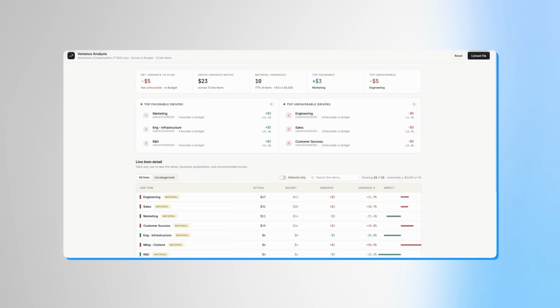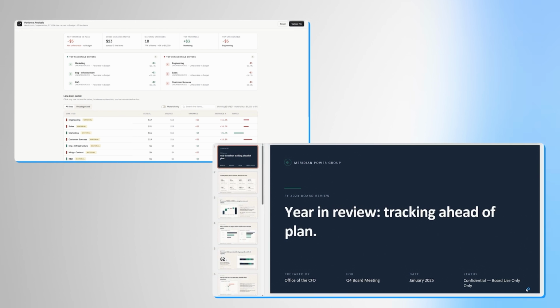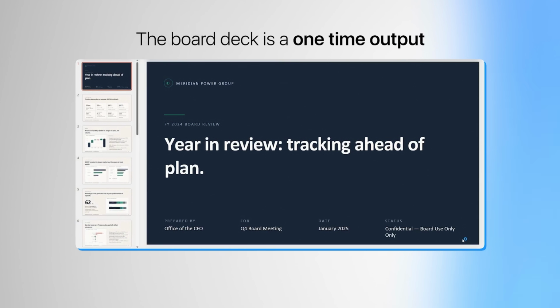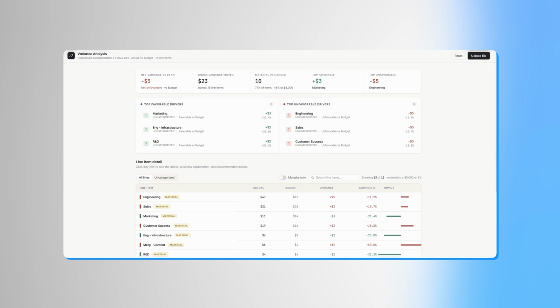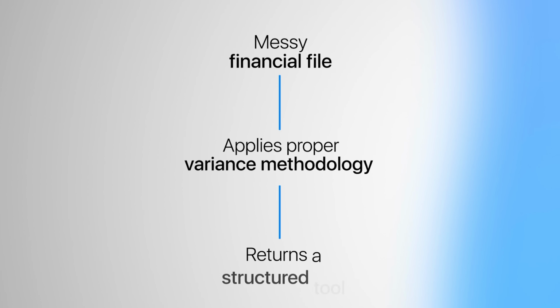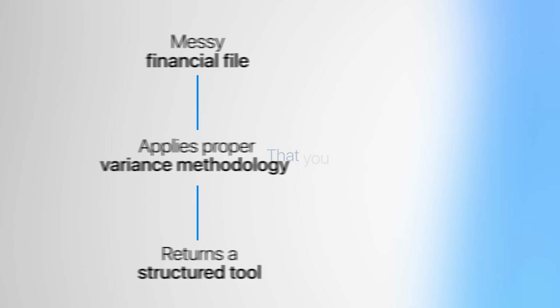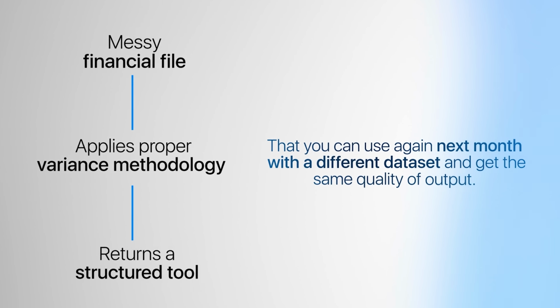Variance analysis. The second workflow is a variance analysis app, but it is structured very differently from the board deck. The board deck is a one-time output. This one is a reusable system. So the goal is to build something that takes any messy financial file, applies proper variance methodology, and returns a structured tool that you can use again next month with a different data set and get the same quality of output.